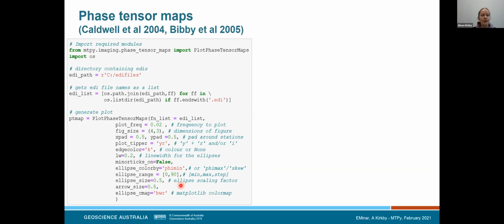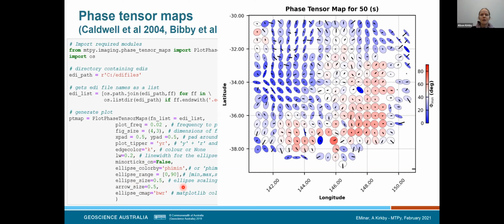In this case, I'm going phi min with a range of 0 to 90. And then there's some scaling factors that you need to play around with to get the ellipses the right size. Usually you do need to play around with them a little bit until you get the right size. And you can choose a color map as well to show the ellipses. So that will give you a plot a bit like this. These are phase tensors for the New South Wales and Victoria data set.